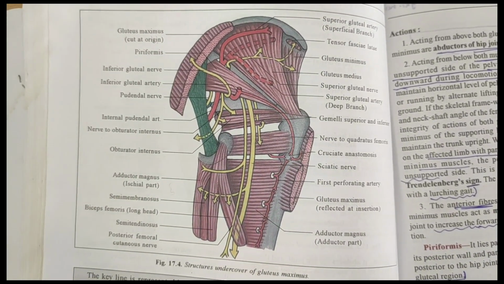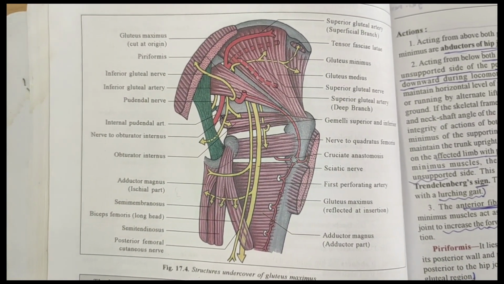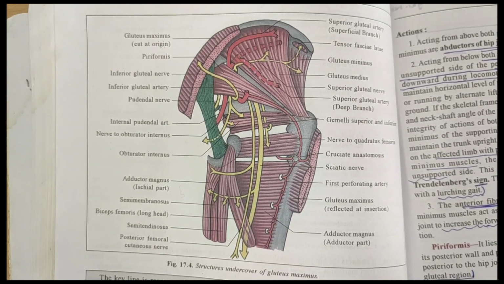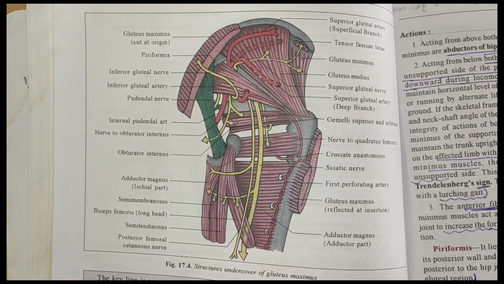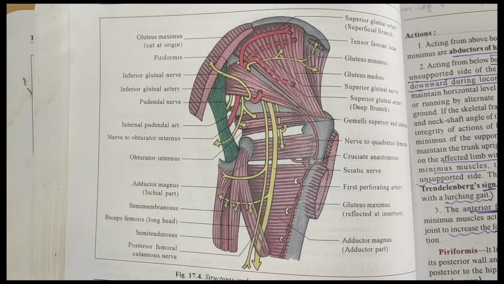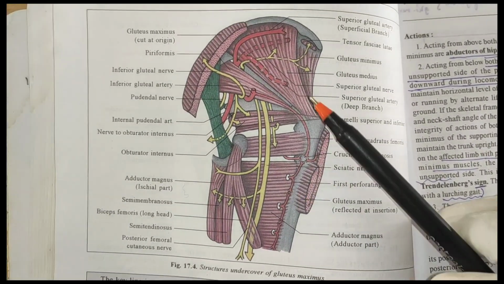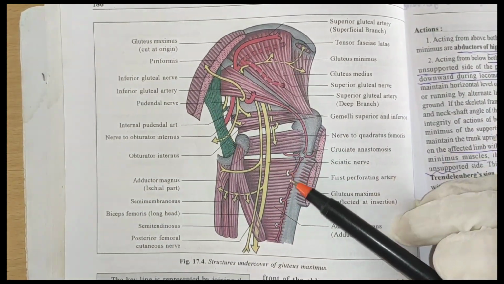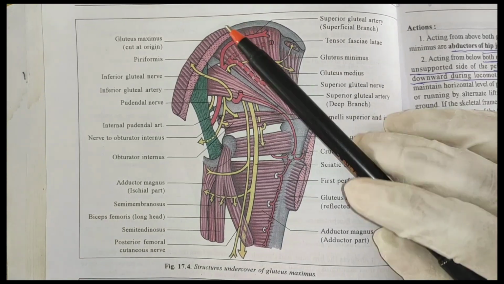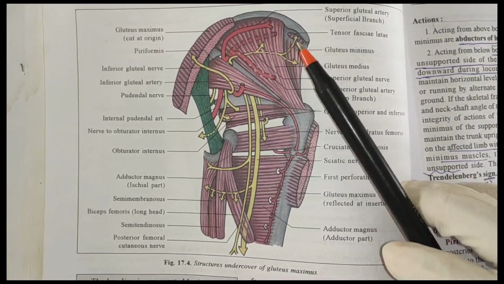Good morning students. Today our dissection topic is muscles of the gluteal region and the structures that lie under cover of the gluteus maximus. Before going into the dissected part, let us take a brief idea. Just see in this picture. This is the picture of the gluteus maximus muscle as well as the structures under cover of the gluteus maximus.